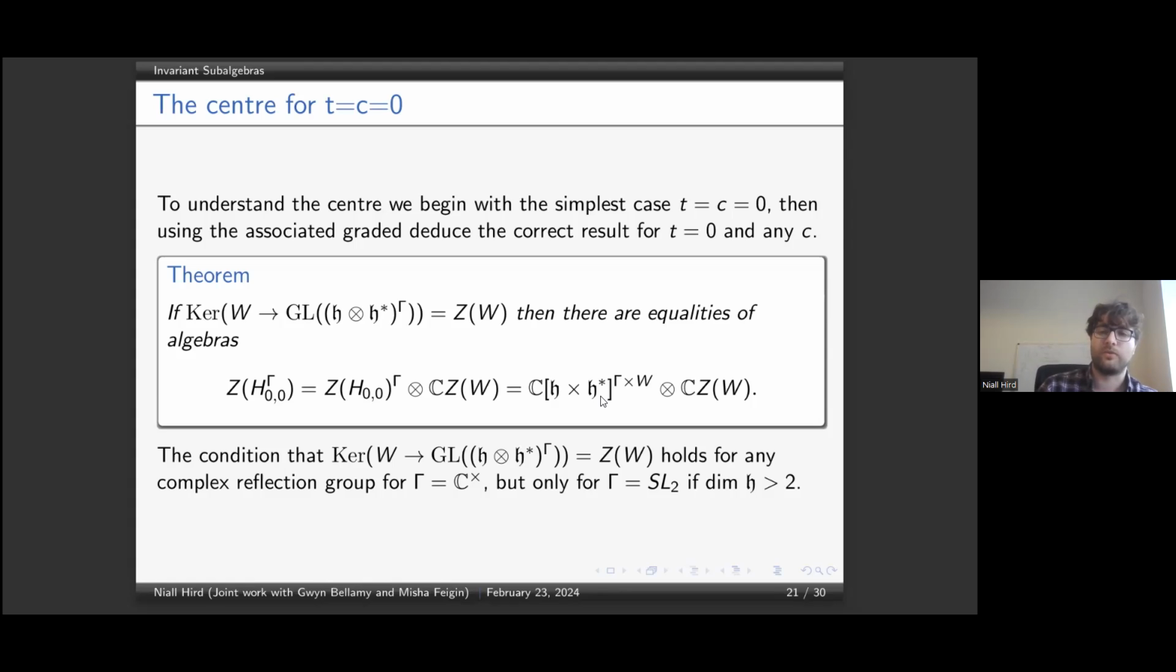And in SL2, there is a slight detail that the dimension of H equals 2 is a totally different case and has to be treated entirely separately, which I'll talk about briefly at the end, but very briefly because it's quite involved. But if the dimension of H is bigger than 2, then there's no problem. Then this also holds for any complex reflection group when gamma is SL2.